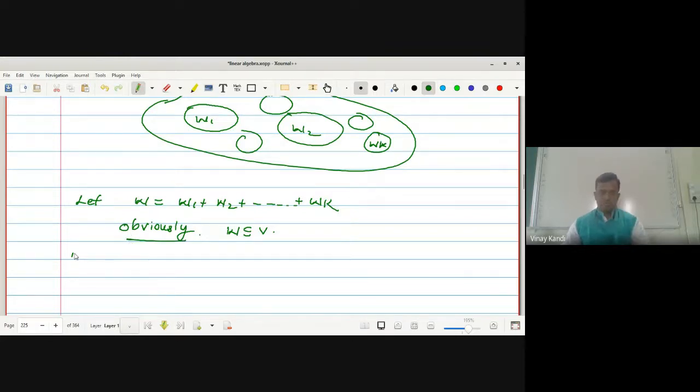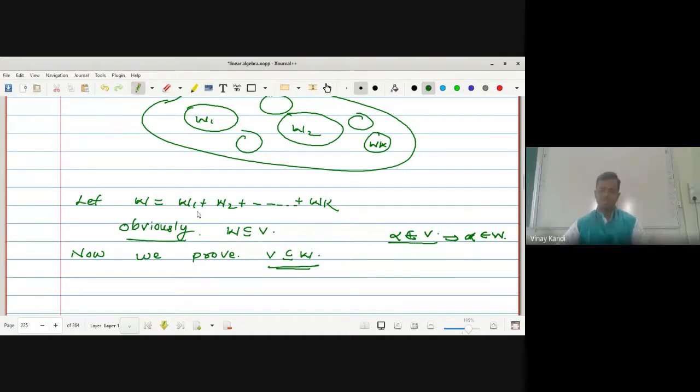Now we prove V is contained in W. That means take any alpha belongs to V. If this alpha belongs to W, then this condition holds. Is it correct? Yes, sir.